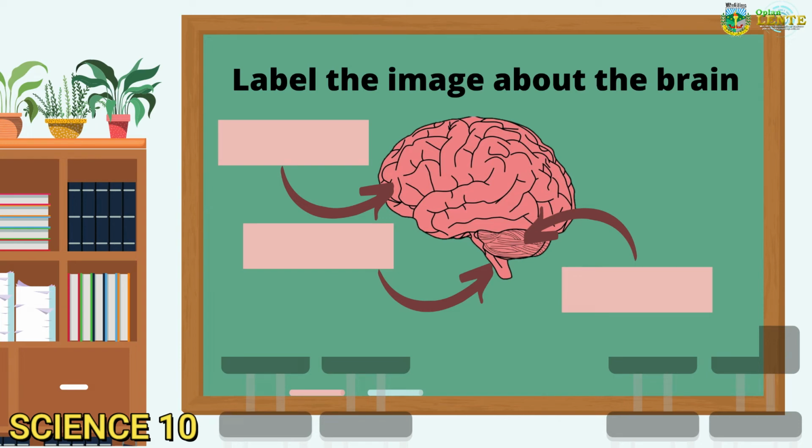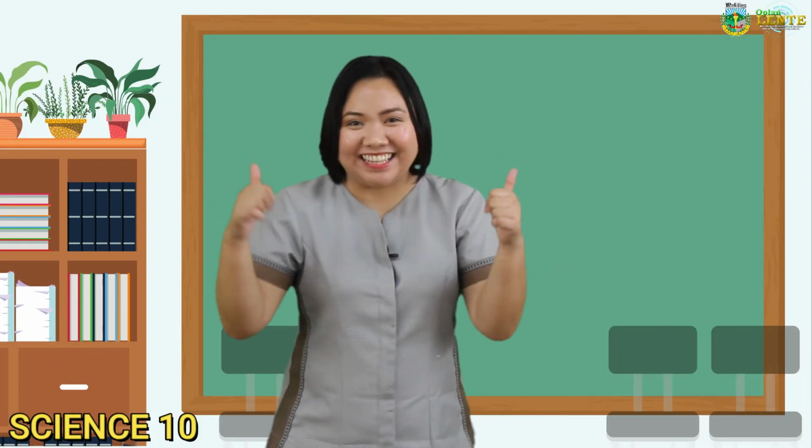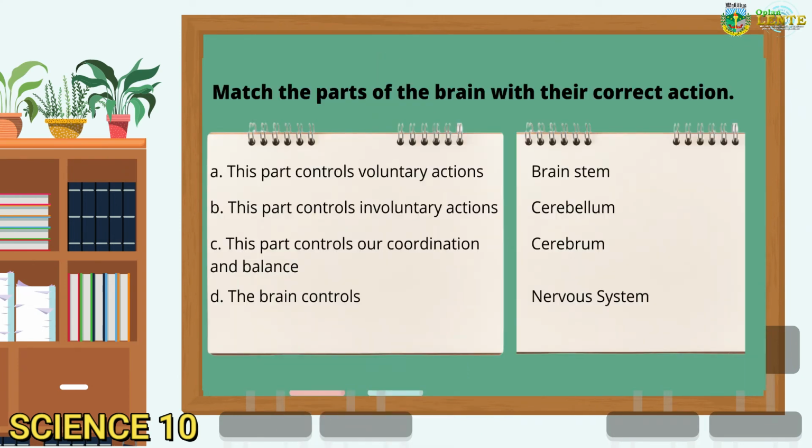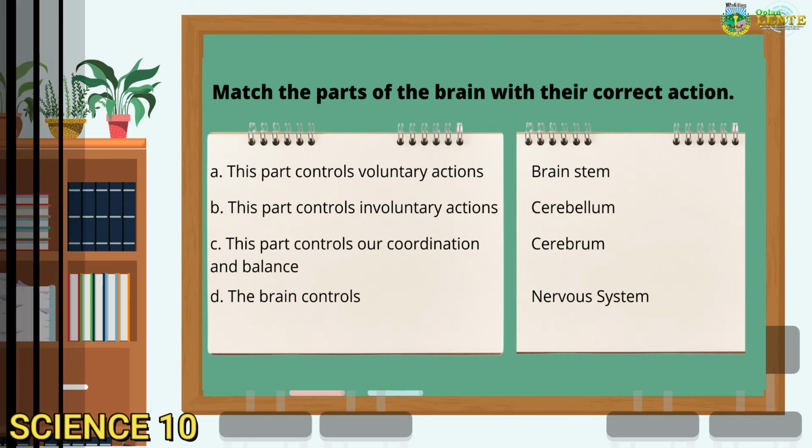threats. Okay, MIS students, let's see if you understood what we've discussed today. Let's try to answer this. Can you label the image about the brain? Nice! Great then, students! You were able to label the parts of the brain. Okay, now let's answer this. Very good, students! You were able to match the parts of the brain with their action.